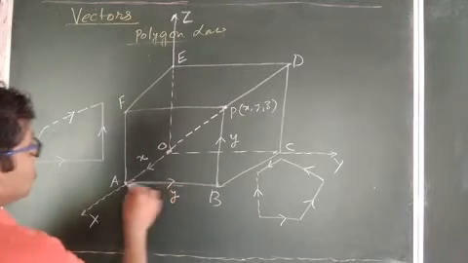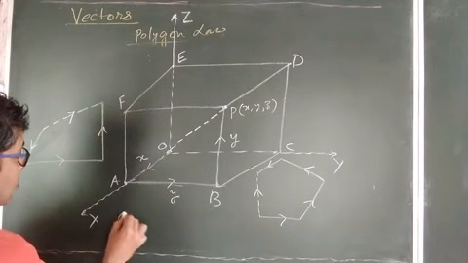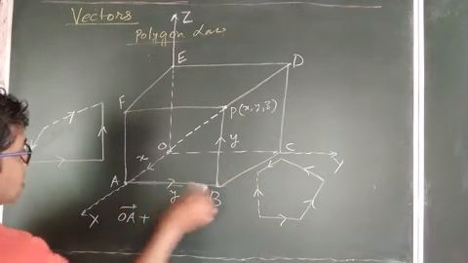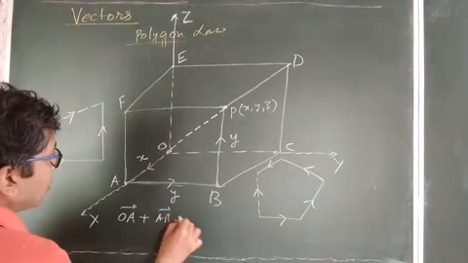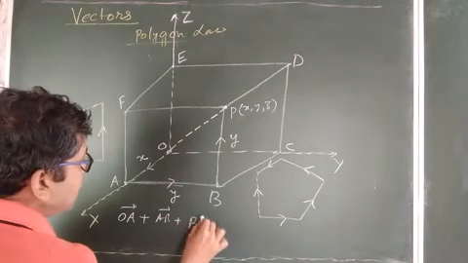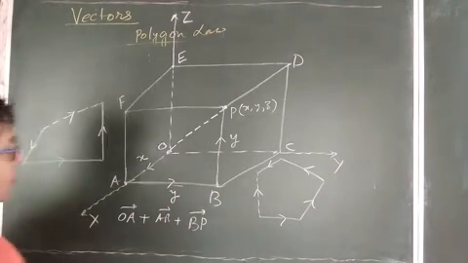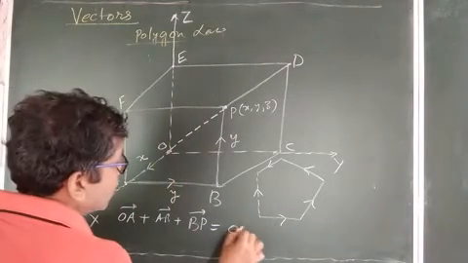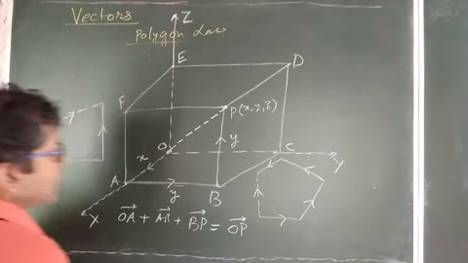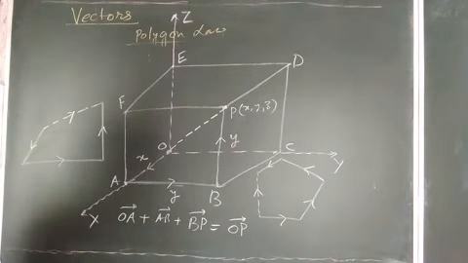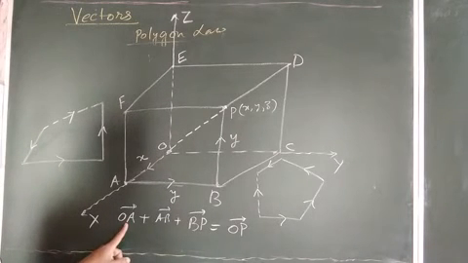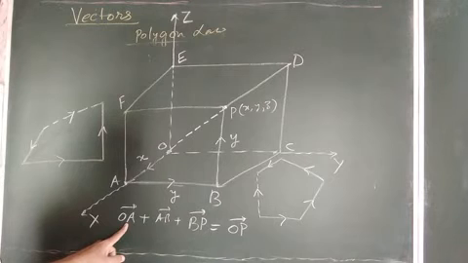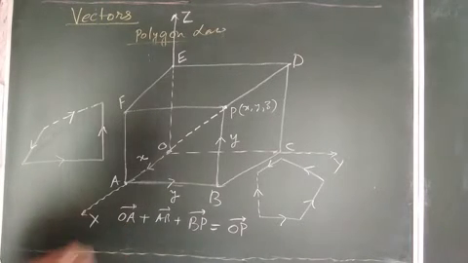So OA plus AB plus BP is equal to the closing side in opposite order, that is OP. Now to express this vector, we need a magnitude and a direction.